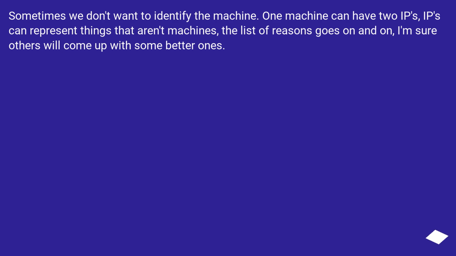Sometimes we don't want to identify the machine. One machine can have two IPs. IPs can represent things that aren't machines. The list of reasons goes on and on. I'm sure others will come up with some better ones.